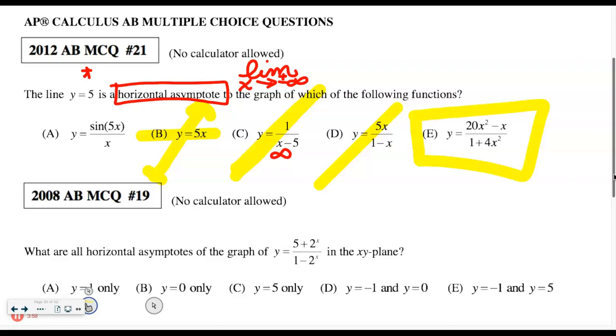You're at 3. Jacob, so why is it E? Because the highest coefficient is the x squared, and 20 over 4 is 5. Perfect. The answer is E.